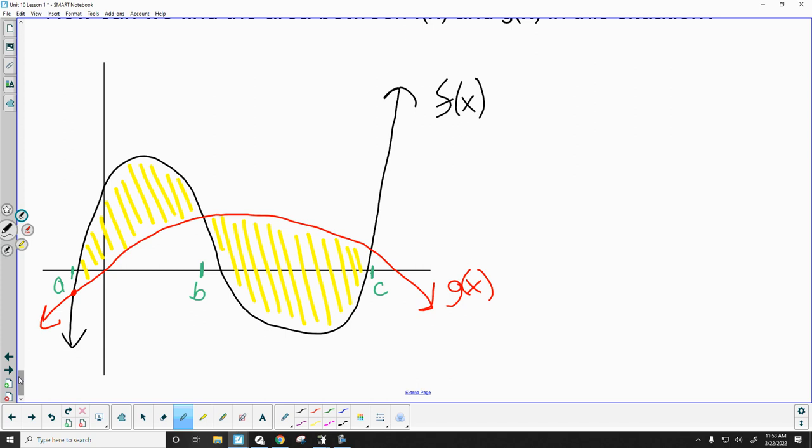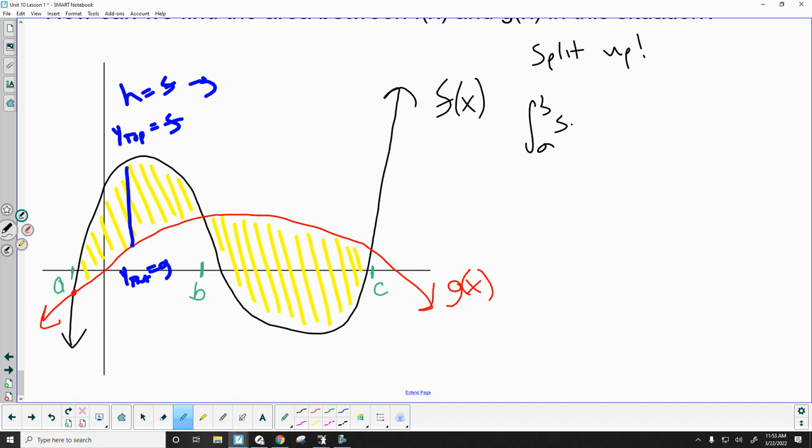There are two ways to do this. The one way, most of you think about, is to split it up. From A to B, your top is F, your bottom is G. So your height is F minus G. So A to B, F minus G times dx, because it's the width of your rectangle. Don't forget about dx, or else you don't get an area.